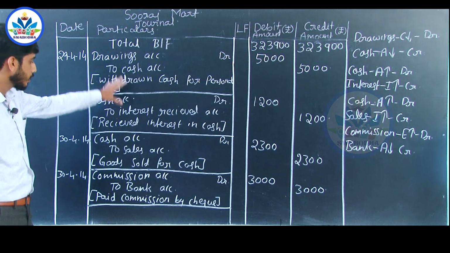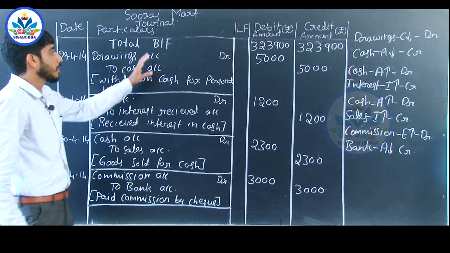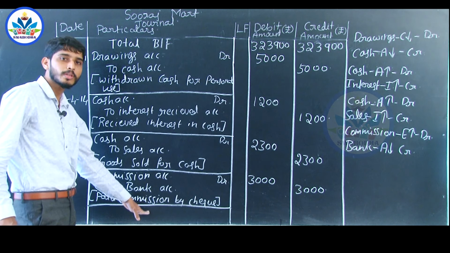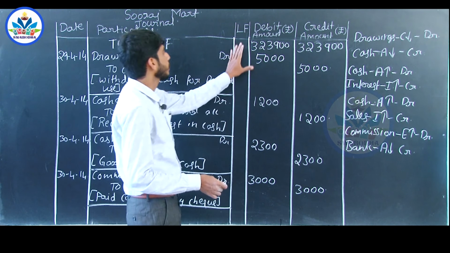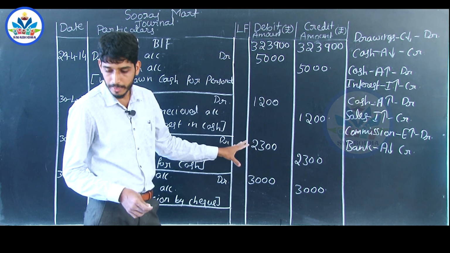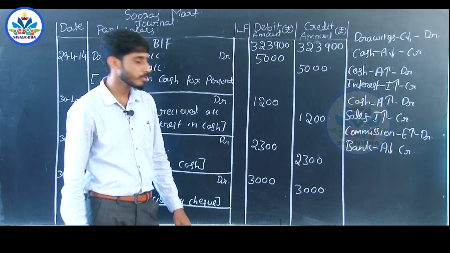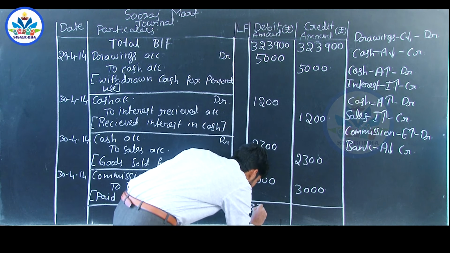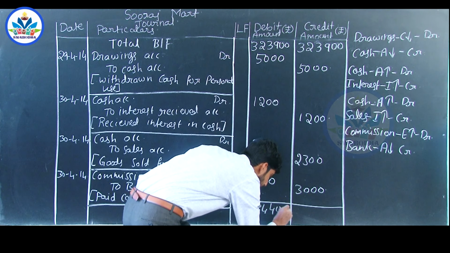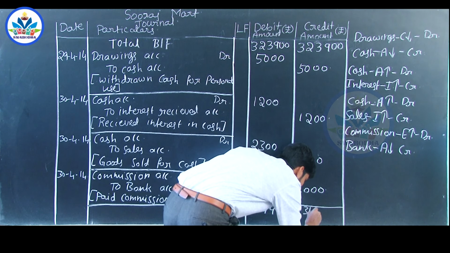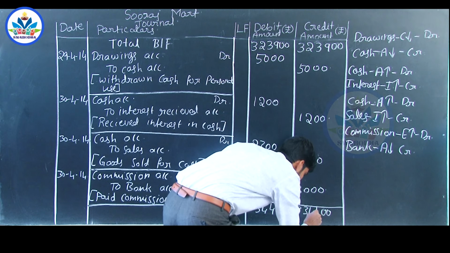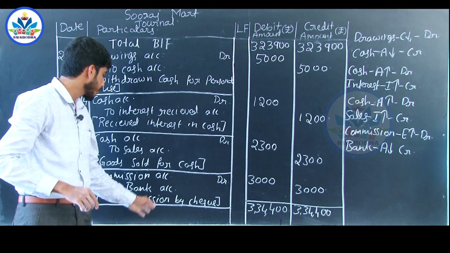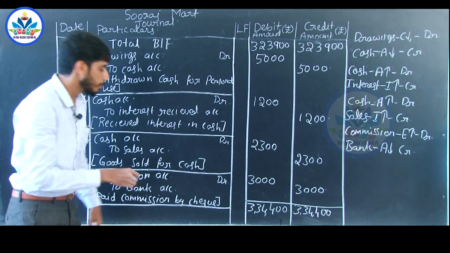Now, again the page has been ended. We are supposed to calculate the total and carry forward the same total to the next page. So, the total of this particular page will be 3,34,400 rupees. This 3,34,400 has to be brought forward to the next page.